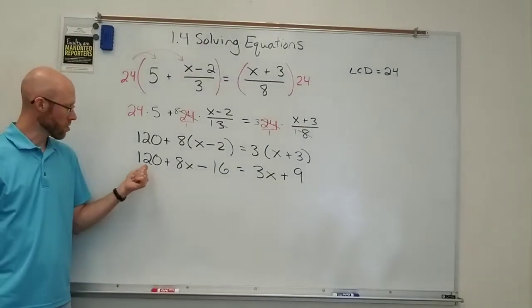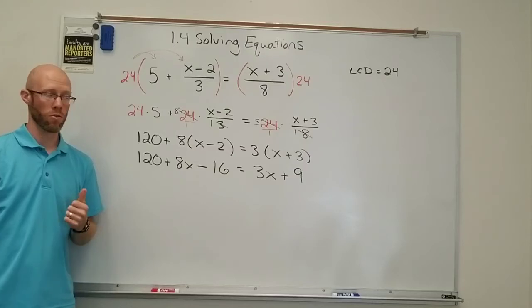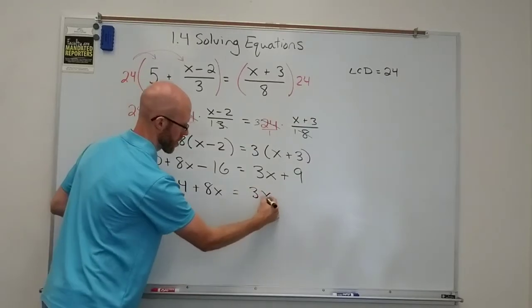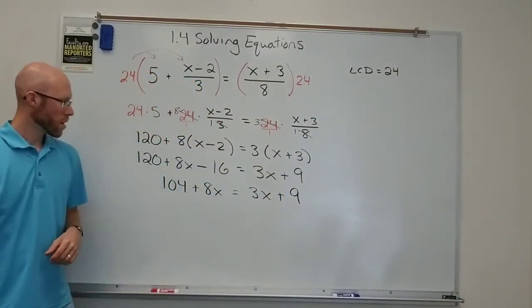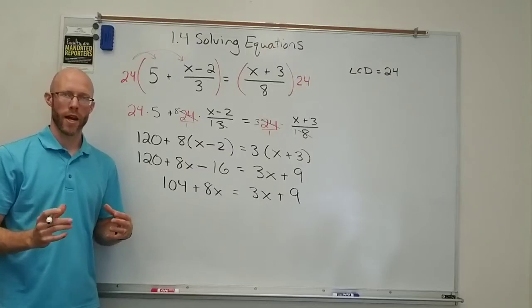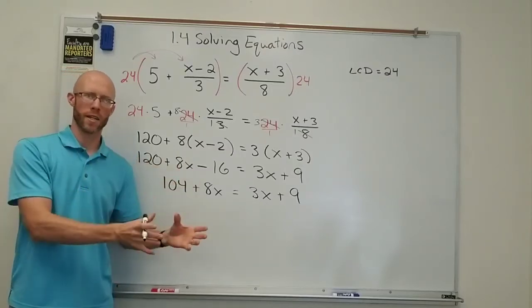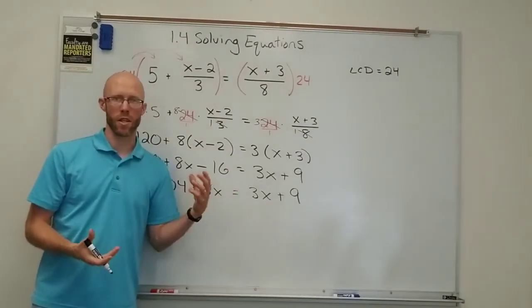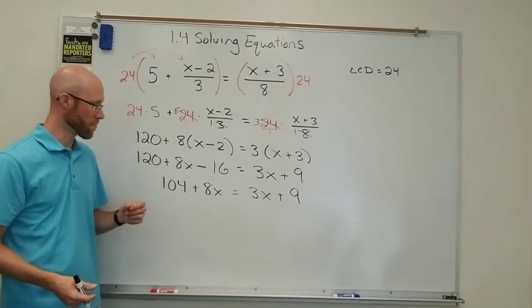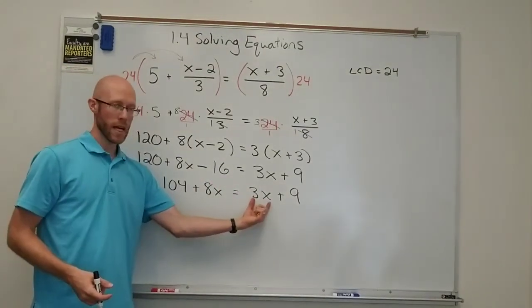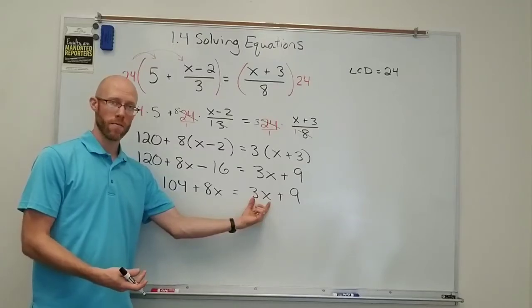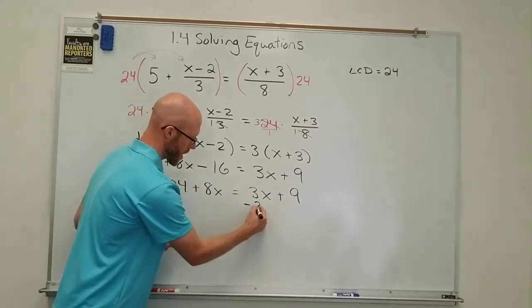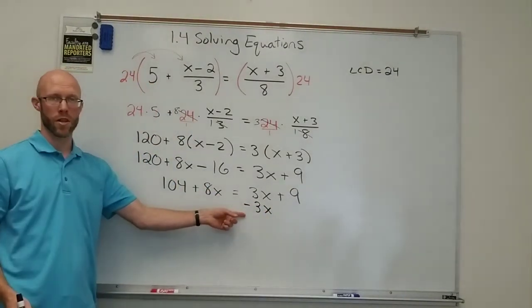I can combine like terms. 120 minus 16 is 104. Now I want to move my terms around so that I have all my variables on one side and all my constants on the other. I tend to prefer having the variables on the left and the constants on the right, but it doesn't really matter; it's interchangeable at this point. To do this, I'm going to eliminate the variable term from the right side. I'd like to zero that out, and to zero out a 3x, I have to subtract a 3x, so we'll use the opposite sign there.